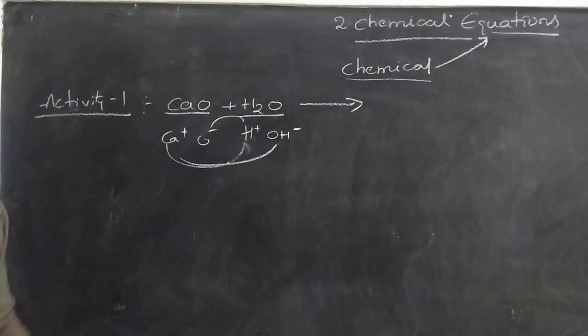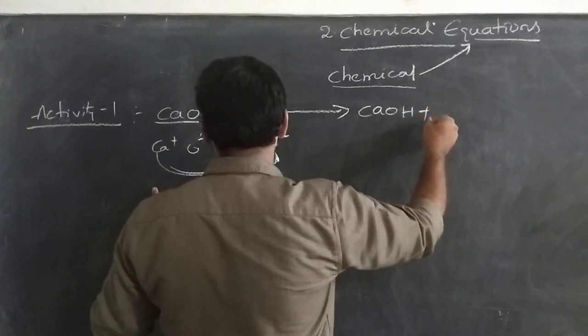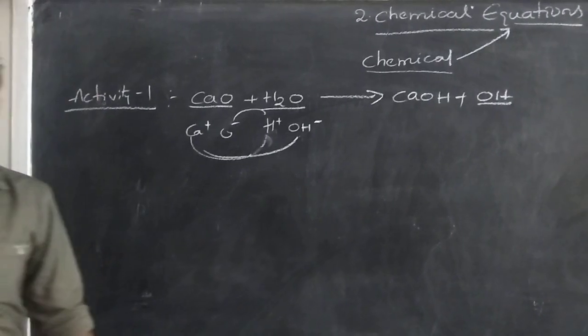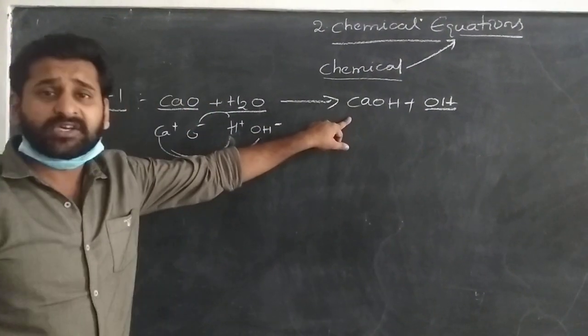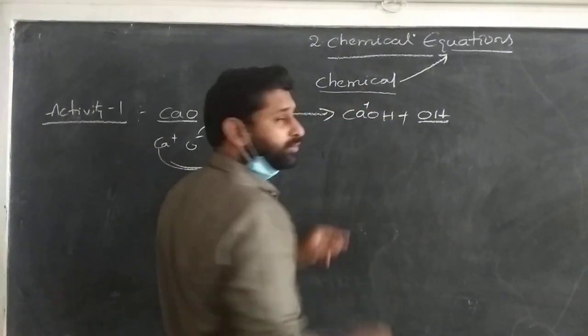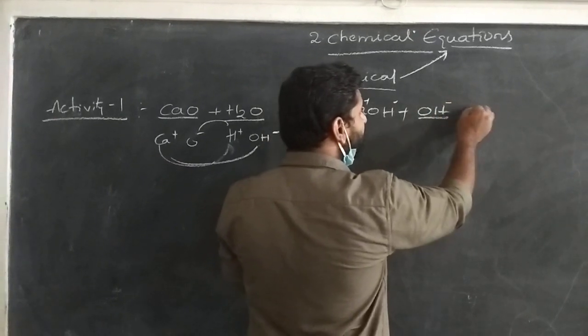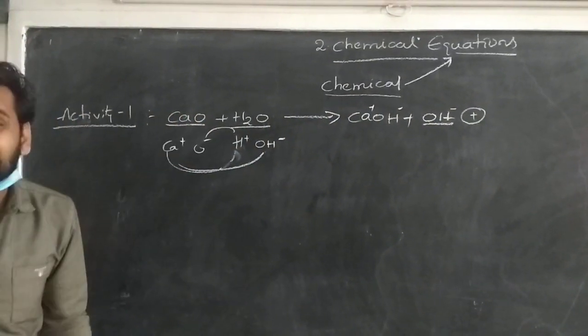But does it really form that way? It will form like CaOH, obviously, plus OH. Is that really okay for OH? Can we make it an OH formation? Every equation must have a positive and must have a negative. And here OH is a negative, so where is the positive formation here? For that, we need to balance the equation.